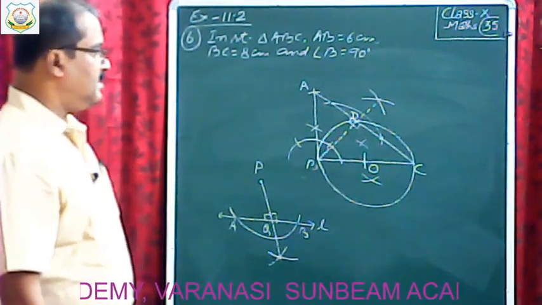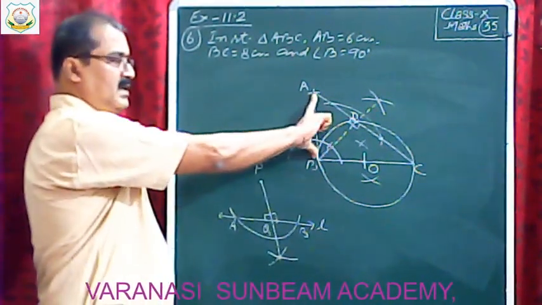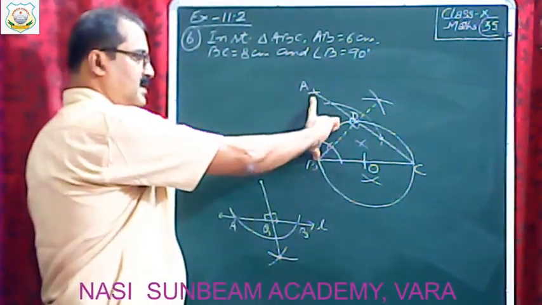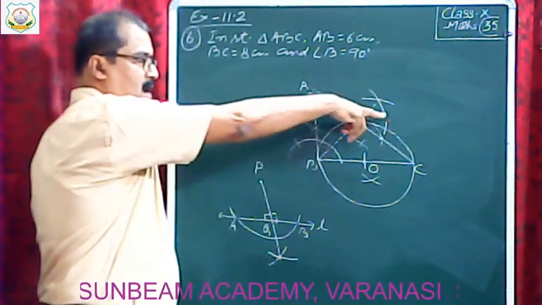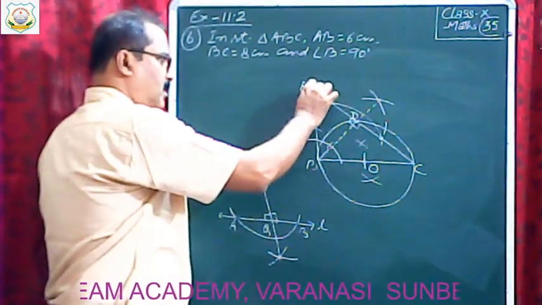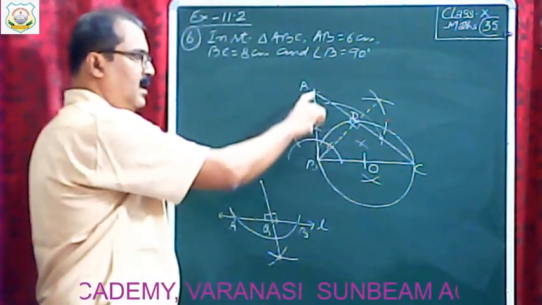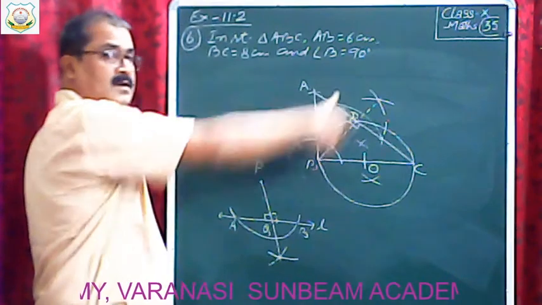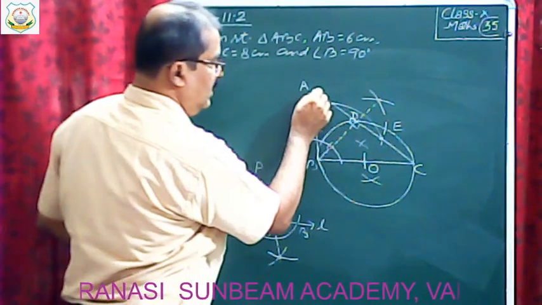Now thereafter, with A as center and AB as radius. We know that the lengths of tangents from an external point are equal. So taking A as center, AB as radius, draw an arc on the other side of the circle. A is an external point, and AB is a tangent to the circle we already have. So with A center, AB radius, draw an arc on the other side of the circle, name it E, and join AE.